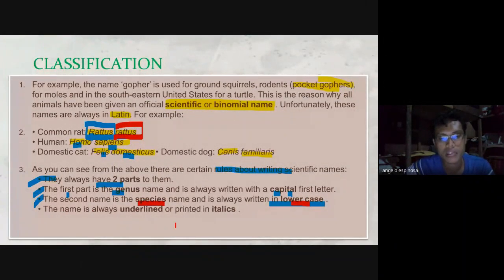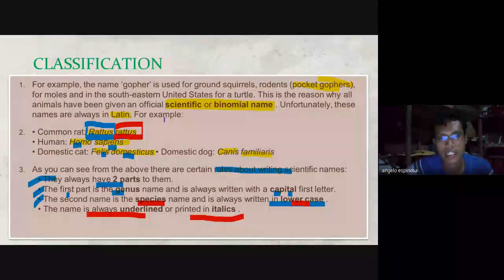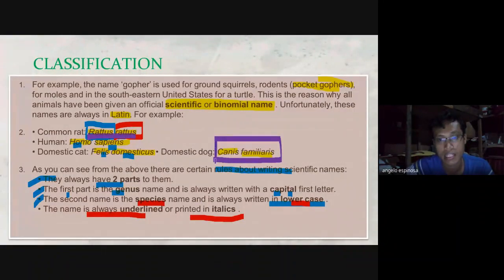Next, the name is always underlined or printed in italics. If you cannot do italics while writing, you can underline the word. So we have here an example, ratus ratus. This one is already in italic, so naka-italic na siya, you don't need to underline it. If hindi siya naka-italic, you're going to make a line on it. Pag naka-italic siya, you don't need to put a line because it's already understood na it's a scientific name.